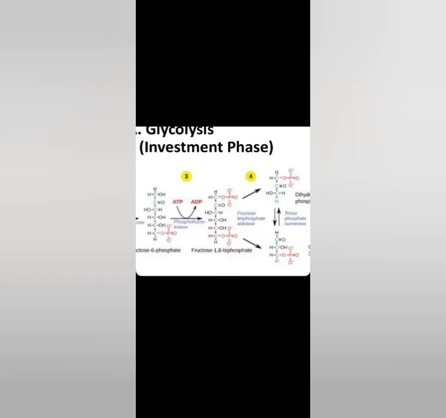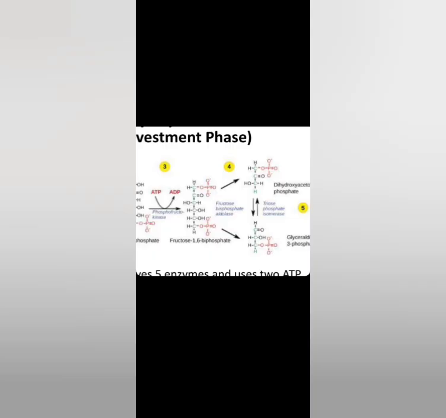In step 4, this 6-carbon molecule is broken into 2 molecules, 3 carbons each. This is step 4, which is reversible. So you have two molecules, 3 carbons each. One of each of these molecules has a phosphate.